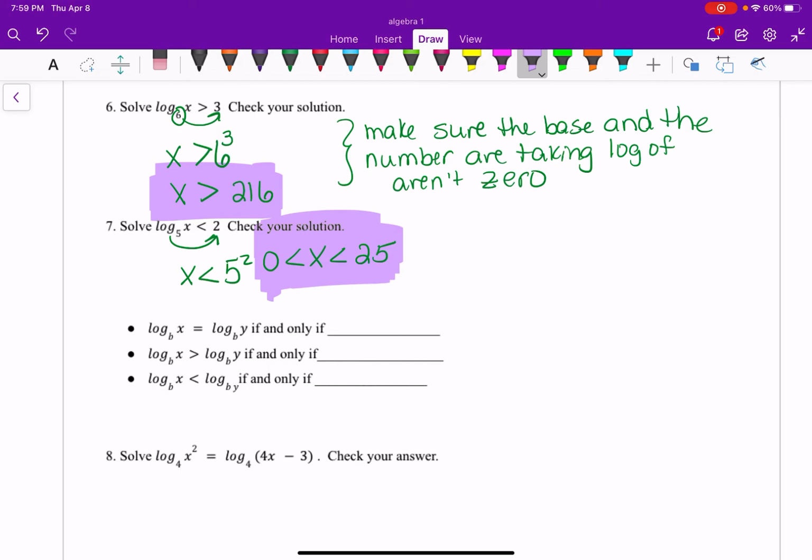Okay? Here's a couple things that might help some of you. So if you have the log and the same base on both sides, then you can say x equals y. It's almost like these are going away. Okay? Same with this. X would then be greater than y. And if this one, as long as they have the same base, oh, that y is supposed to be big. I'll fix that. Okay? Then we have x is less than y. All right, so as long as we have a log equal a log, and they have the same base, we can cancel out the logs, okay?